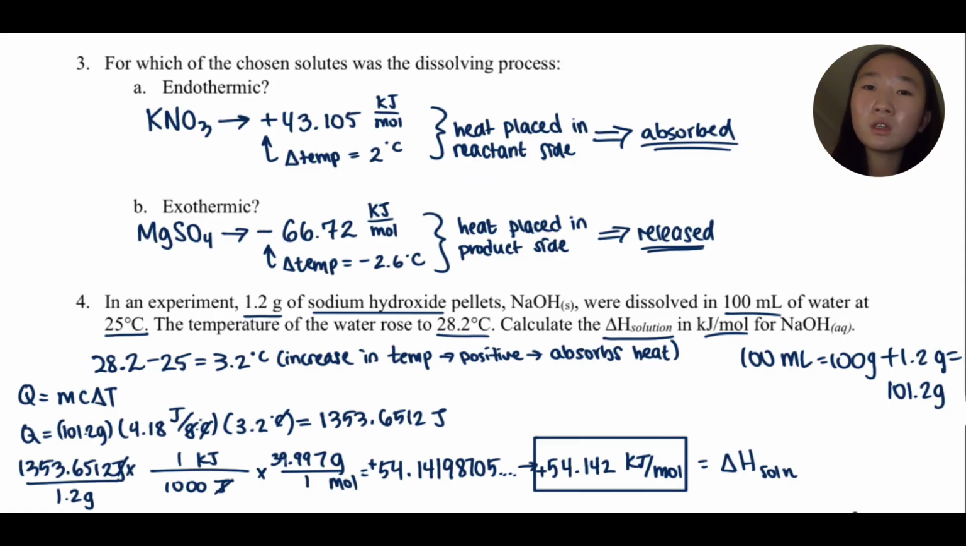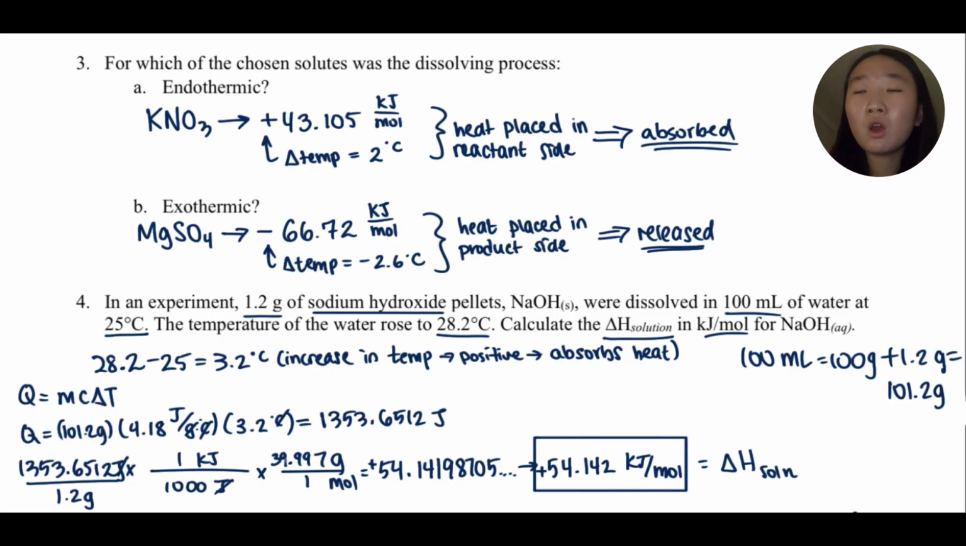So we calculated the heat energy first, which is the Q value, by using the formula MCAT. So we took the total mass, which was 101.2 grams, times the constant of 4.18 joules over grams times Celsius, and then we multiplied that by the change in temperature we got, which was 3.2 degrees Celsius. So when we cancel all of the units, we get a value of 1353.6512 joules.